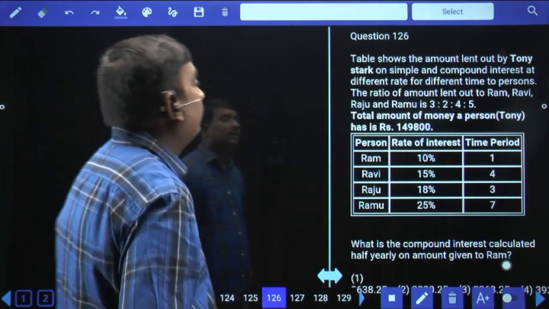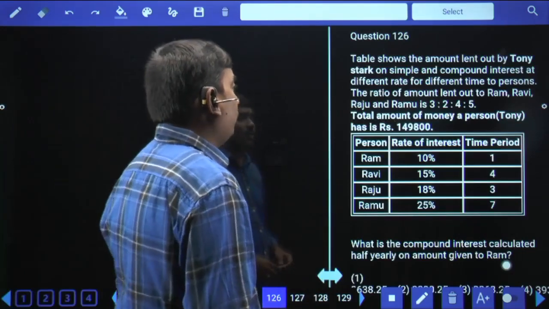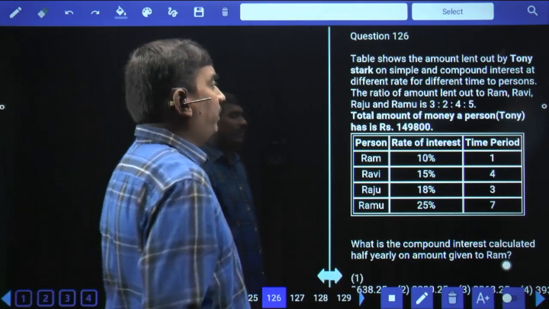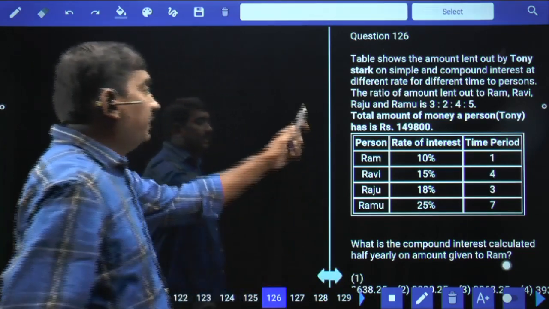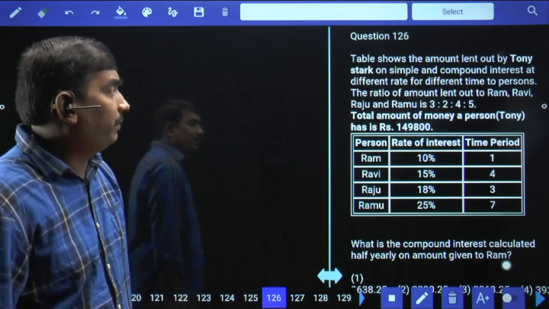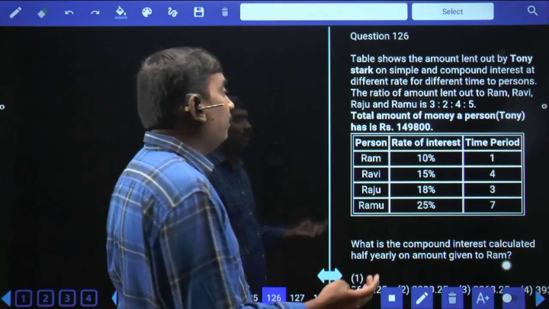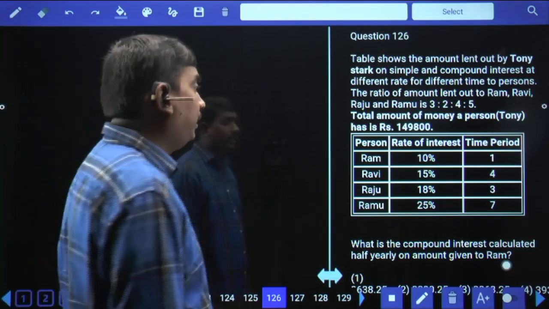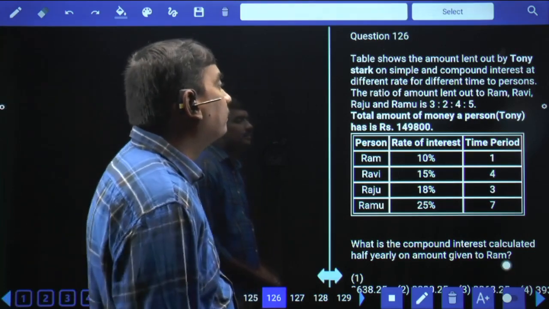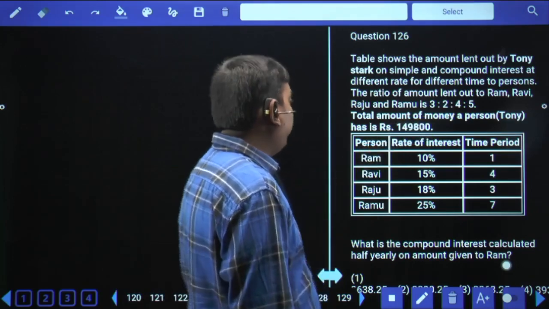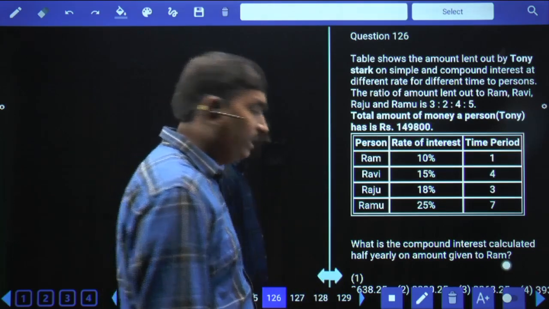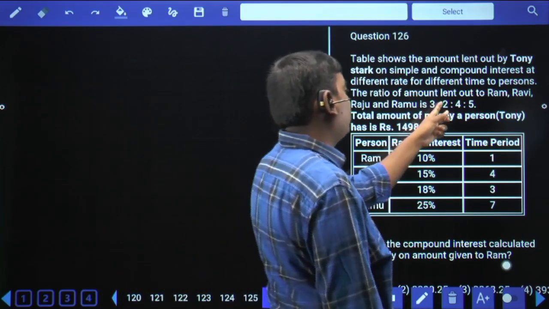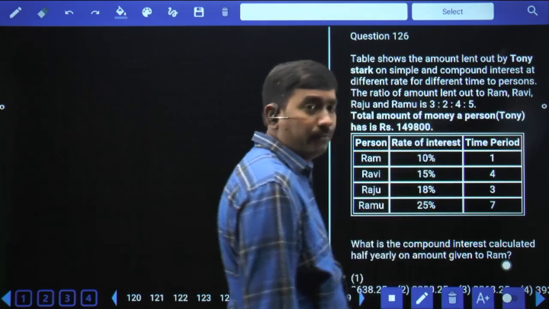So look at this one. The table shows the amount lent out by Tony Stark on simple and compound interest at different rates for different times to persons. The ratio of the amount lent out to Ram, Ravi, Raju and Ramu is 3:2:4:5. The total amount of money a person has is 1,49,800 rupees. 3 plus 2 is 5, 5 plus 4 is 9, 9 plus 5 is 14.